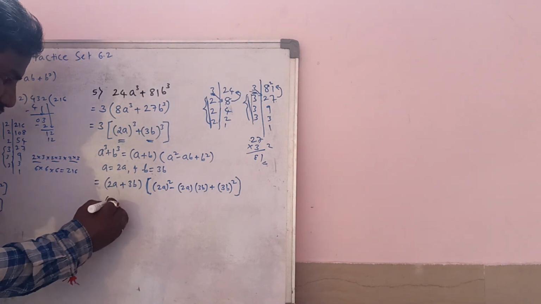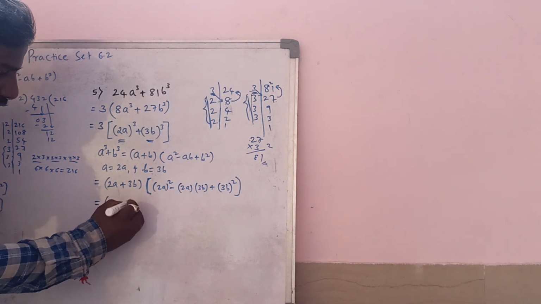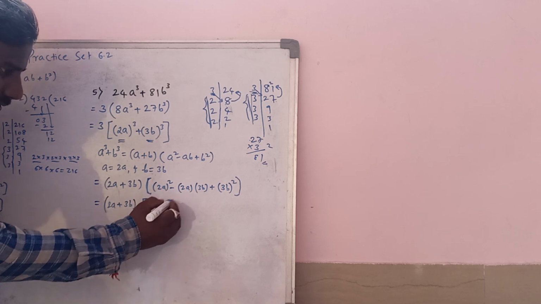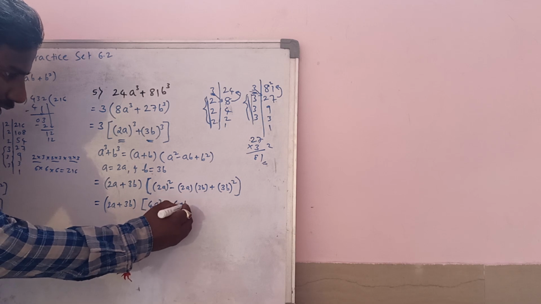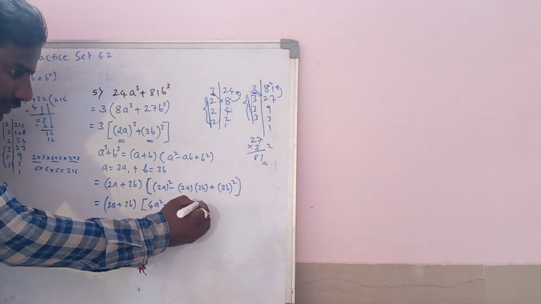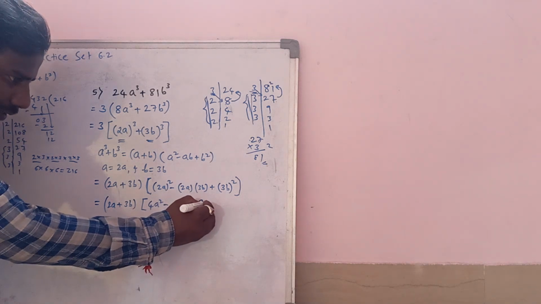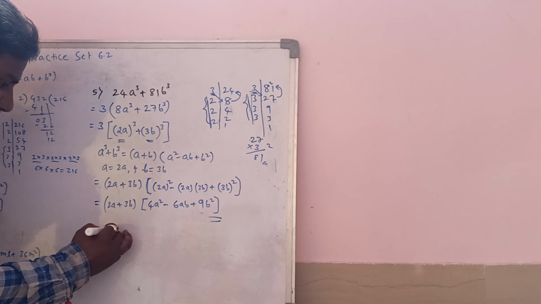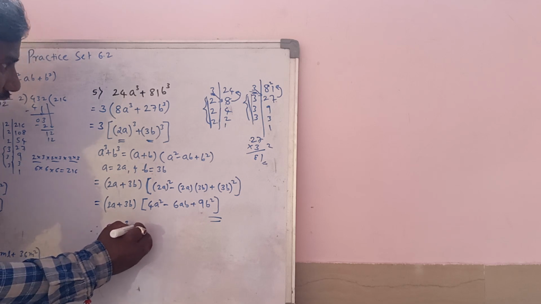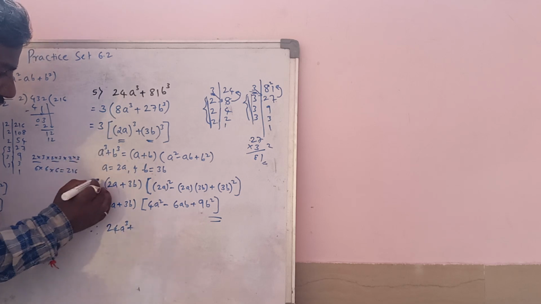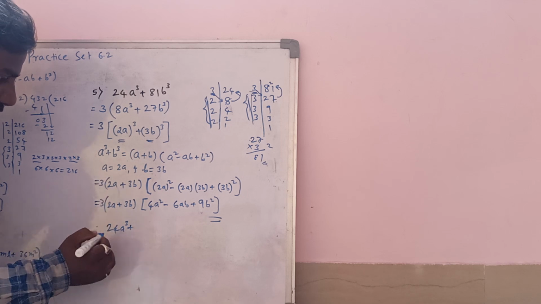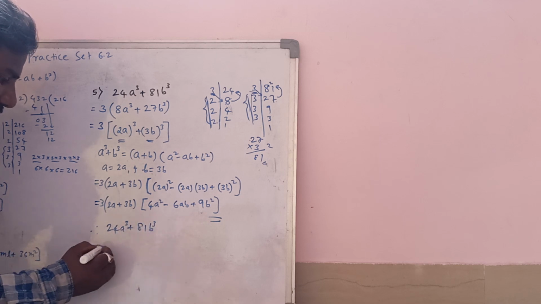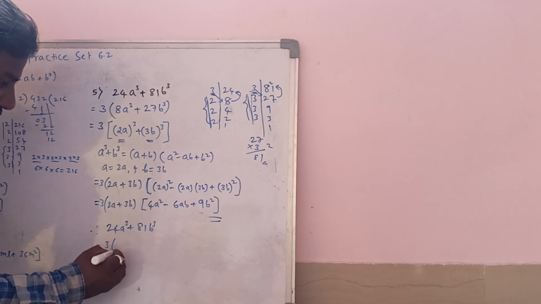It's simple now. 2a plus 3b. So 2 square is 4, a square as it is. 2 3s are 6, a into b, ab, plus 3 3s are 9. 3 square is 9, b square. Any doubt in this? Therefore, I have written 24a cube plus, just check it out, this 3 is common here. I will write 3, 24a cube plus 81b cube.